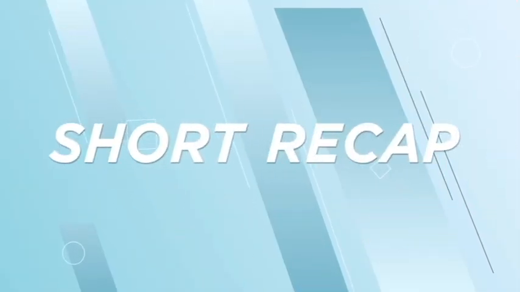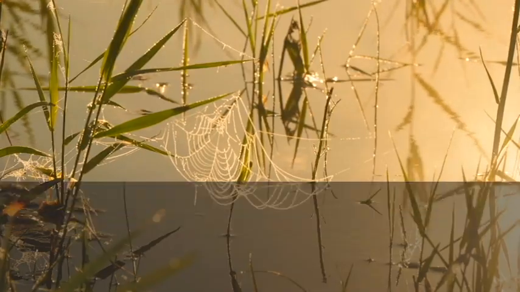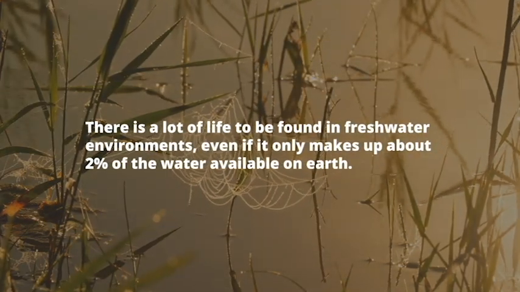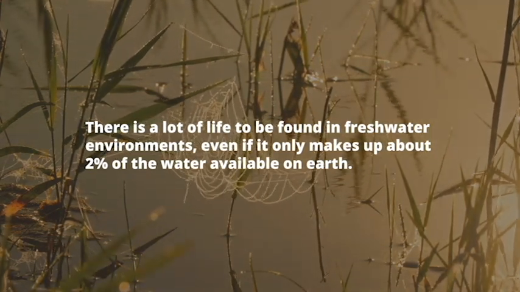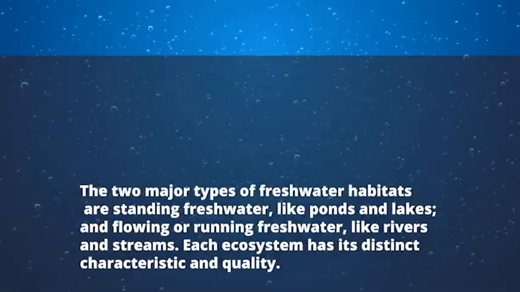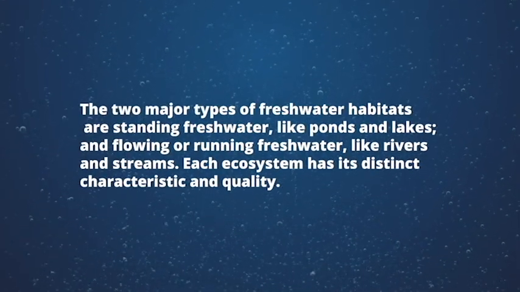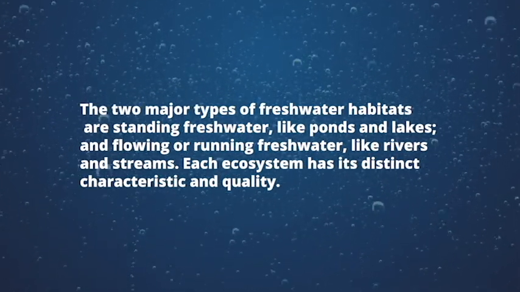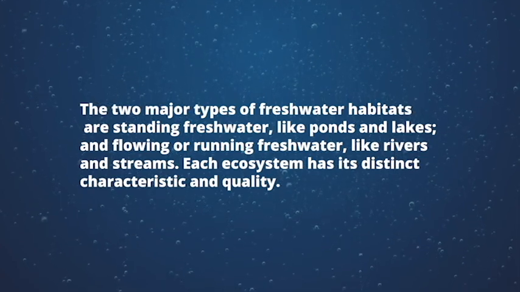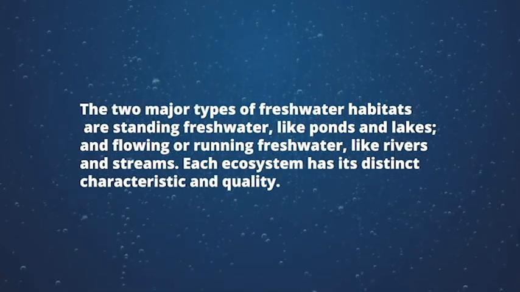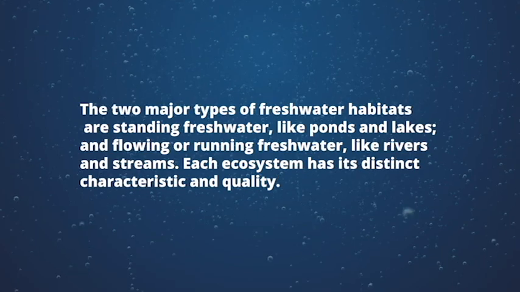But hold on, we're still not yet done with aquatic ecosystems. Before we move on to the last one, let's look back at what we have learned this time around. There is a lot of life to be found in freshwater environments, even if it only makes up about 2% of the water available on Earth. The two major types of freshwater habitats are standing freshwater, like ponds and lakes, and flowing or running freshwater, like rivers and streams. Each ecosystem has its distinct characteristic and quality.